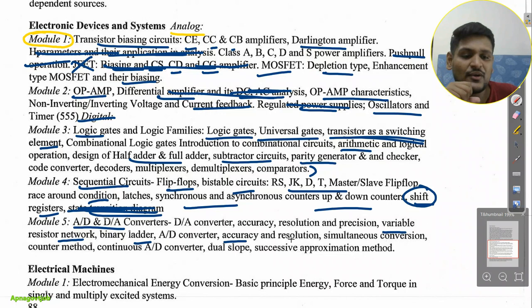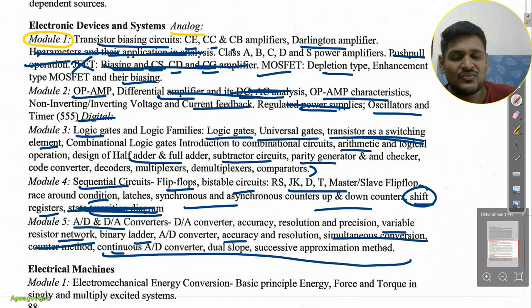Simultaneous conversion, leave this, counter method, continuous A2D, dual slope, successive approximation, okay? So all these basic types also you should have an idea. What is the conversion time of that, okay? Then advantage, disadvantage, application, every basic idea you should have, because they can frame theory questions also. What I told you, the level will be easy only, okay. So this is the second part.